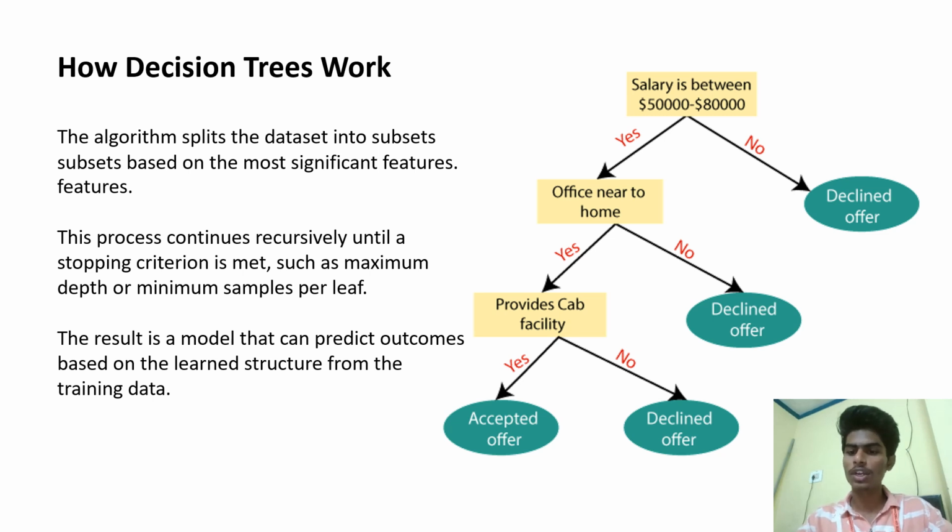If the office is not near to the home, we will decline the offer. Or else, if the salary is not between $50,000 and $80,000, he will be expecting more or less salary, and he will decline the offer.